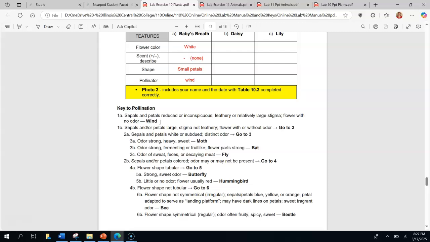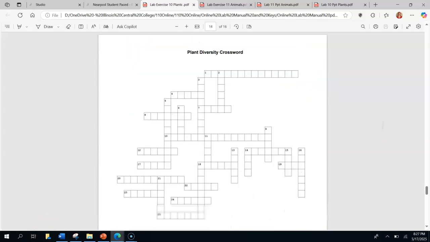But we have a daisy and a lily, so you're going to continue to do that. So if it had sepals, petals that were large, then you're going to go to number 2. And then you're just going to pick a choice from each one. So if they had a distinct odor, you would go to 3. And if it was a strong odor that was heavy and sweet, it would be a moth. If it was sweat, feces, or decaying meat, it would be a fly. And you're just going to keep working your way down until you get to, it's only going to be 1. So it's either going to be wind, moth, bat, fly, butterfly, or hummingbird, bee, or beetle. So using the slides, you're going to fill in the table. That is photo number 2.